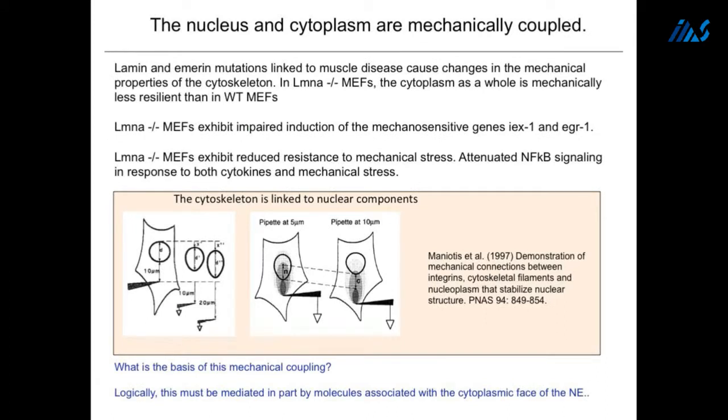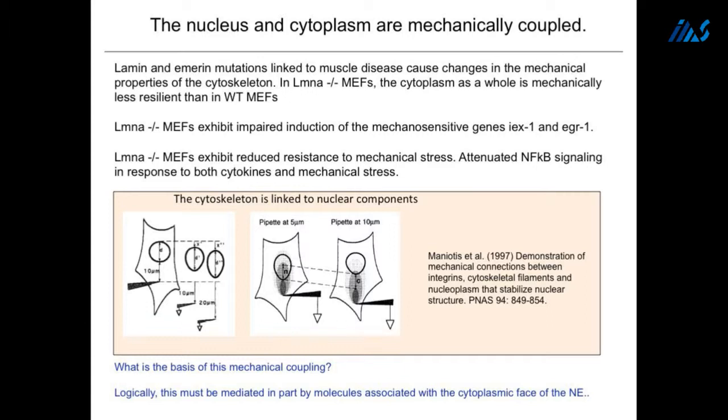So what can be the basis of this? Well, it's been known for a long time that the nucleus and cytoplasm are mechanically coupled. And what I'm showing you down here is a figure from a paper from Don Ingber's lab at Harvard, where he was able to show this quite graphically. Basically, what they did was to poke cells with a microinjection needle and then move the needle. And what they were able to find was that the nuclei deformed in the direction of the movement of the needle. So the nucleus became stretched out.